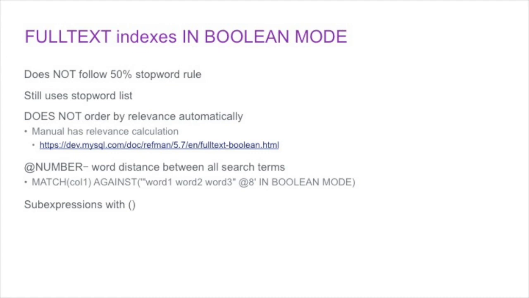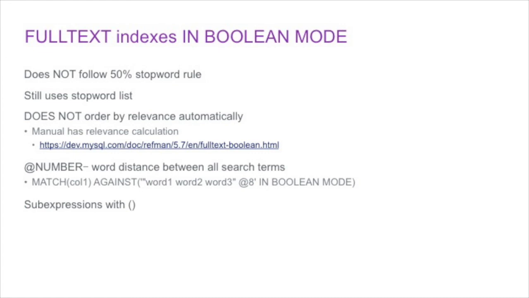It does not order by relevance automatically, which seems weird to me, but whatever. And the manual has the relevance calculation, so you can look up how they actually calculate. There's a big formula. I was going to put it in here, and I'm like, nobody really cares. But if you do, there it is.